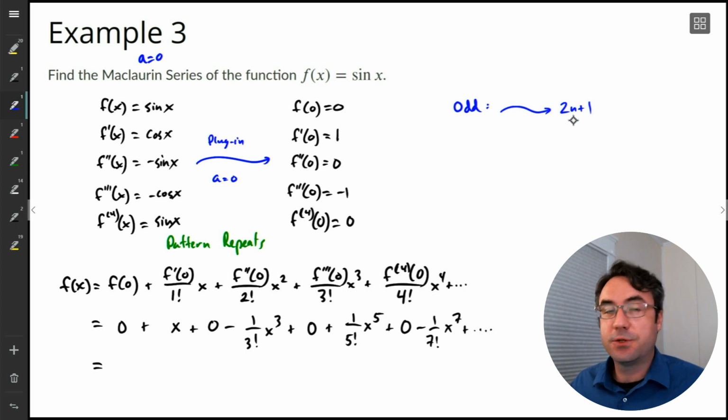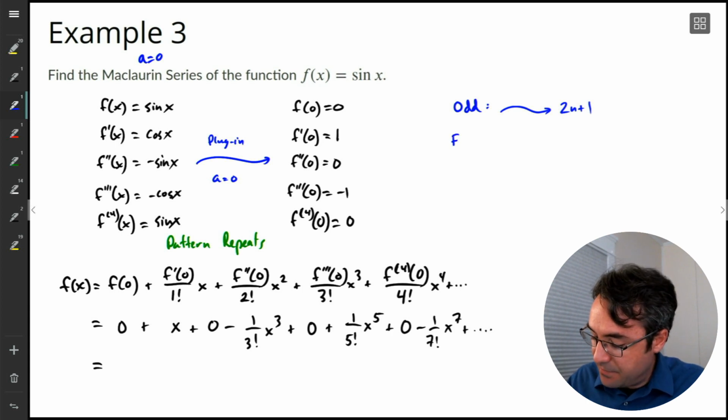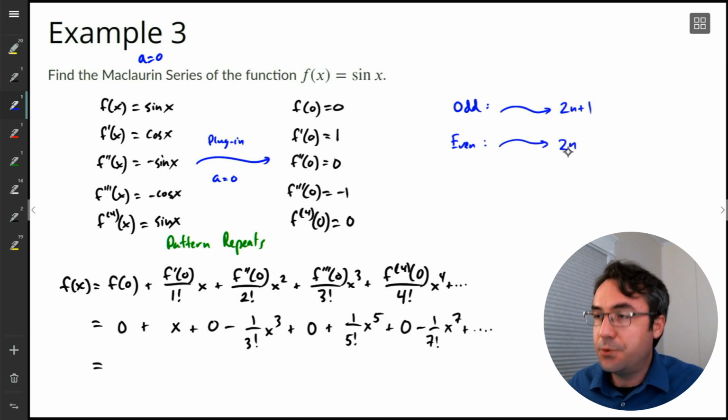So that's a way to always guarantee, no matter what n is, this is always going to be odd. We have an even number plus 1, it's always going to be odd. And if we have an even, it would just be 2n.